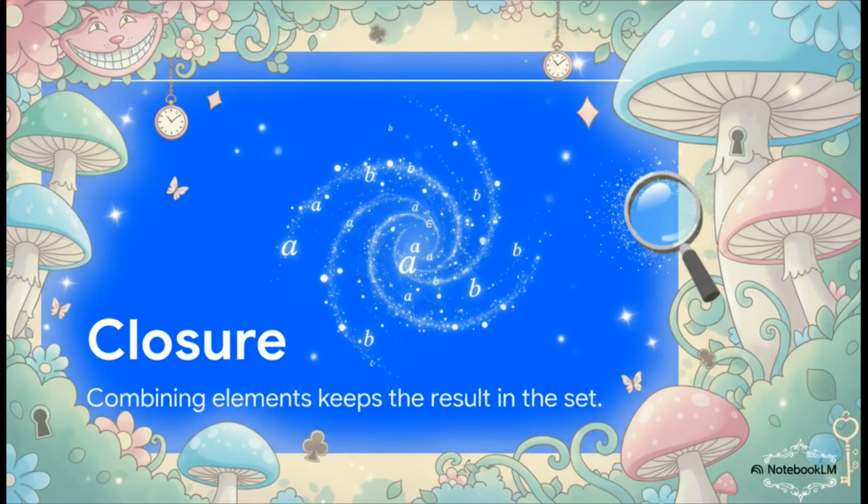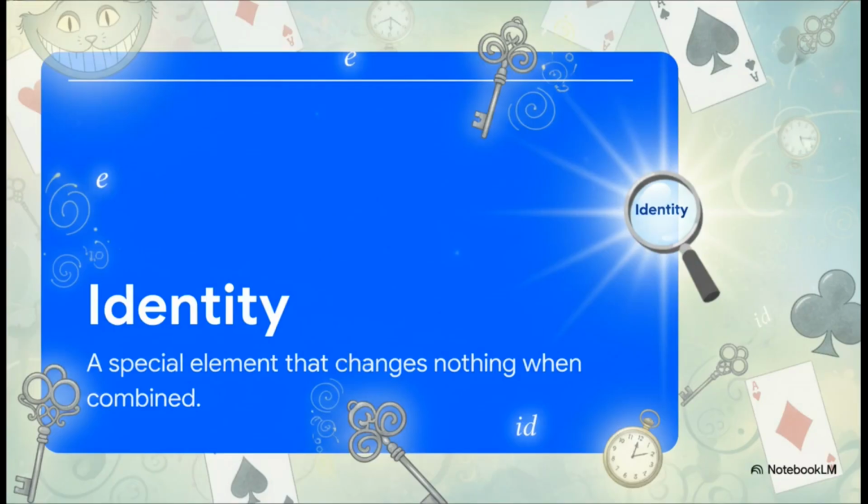We never leave it. Rule number 2 is the identity. In every single group, there has to be a very special element that changes absolutely nothing. Think about it. No matter what you combine this identity element with, the original element stays exactly as it is. It's this reassuring, totally stable action of keeping things completely untouched.